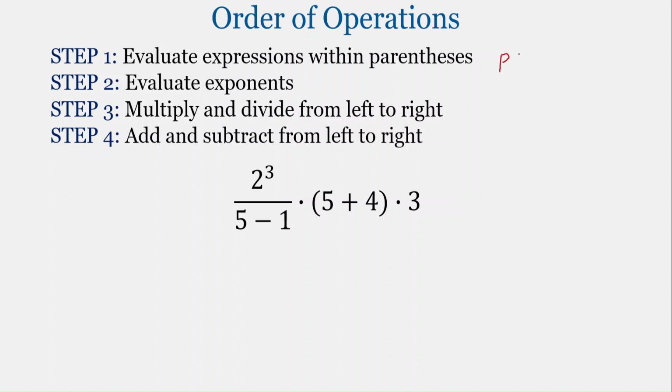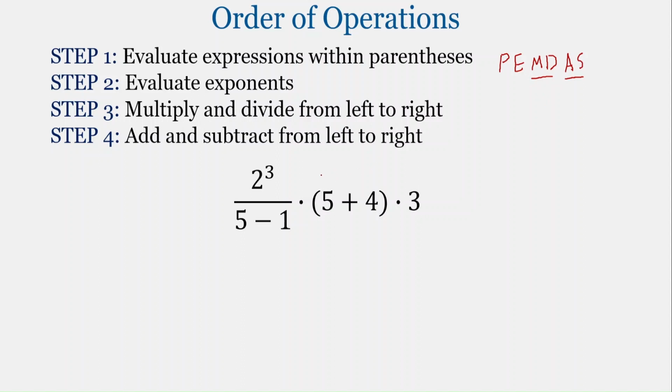P for parentheses, E for exponents, M and D for multiplication and division, but do remember those are on the same level. We multiply and divide from left to right. And then A and S. And again, those are also at the same level. We add and subtract from left to right.